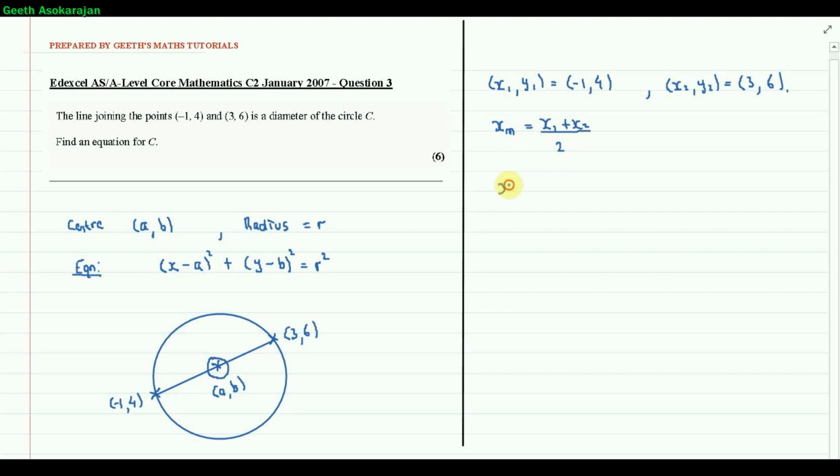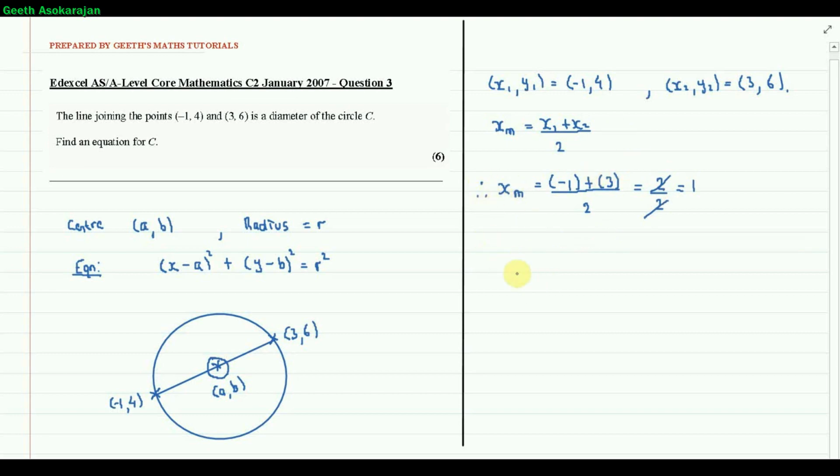If I follow through the calculation, xm will be, now x1 corresponds to -1 plus x2, that corresponds to 3, all divided by 2. If I continue along the line, -1 plus 3 is 2. 2 divided by 2 cancels to 1. So that is the x coordinate of the midpoint.